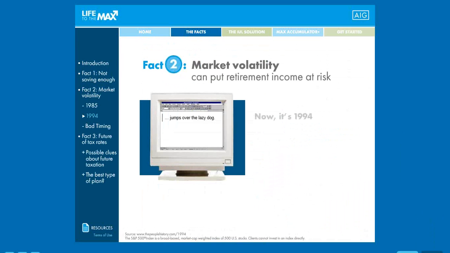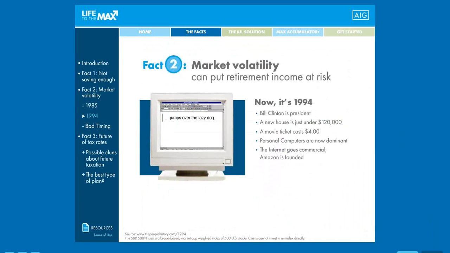Let's imagine instead, though, that we have a client that is going to retire 9 years later. It's 1994. Bill Clinton's in the White House. The average new house is now nearly $120,000. The cost of the movies is $4 per ticket. That's still a pretty good price in today's numbers. Personal computers are everywhere now. We now have the first .com website registered.